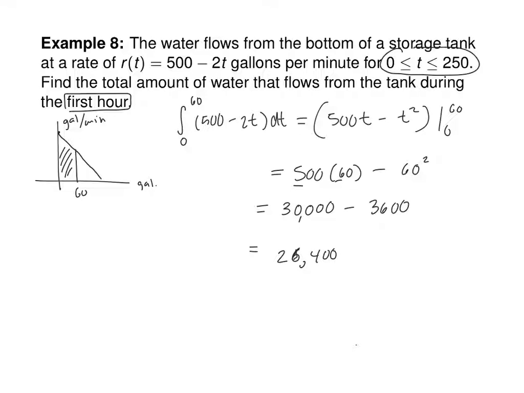26,400. Do you guys agree with that? How would you check it? What I would do is add 3,600. Does that make sense? Does that add up to be 30,000?